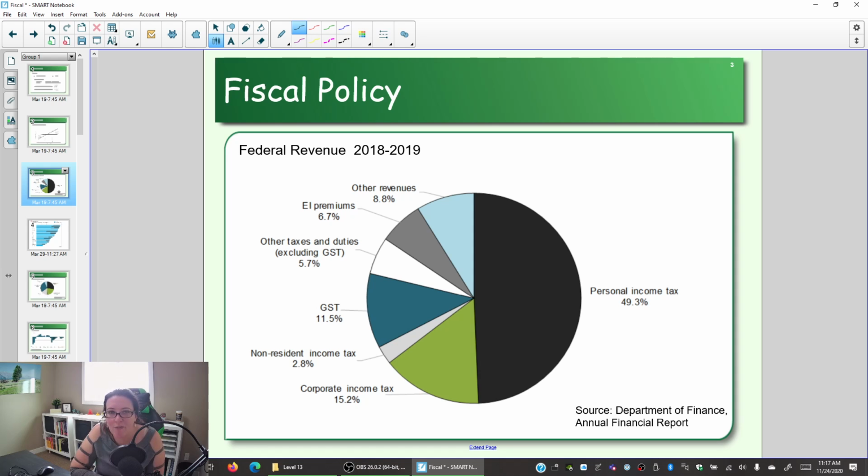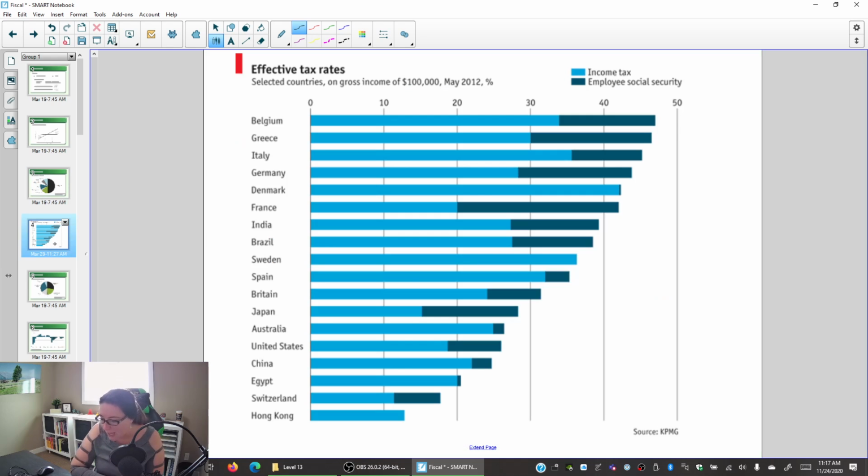So you can see here federal revenue. So that's the money coming in to the government, and it's mostly coming from income tax. Okay. We can also see other types of taxes that we pay: corporate taxes, GST. A portion of your paycheck goes to things like EI, and so those are taxes you are paying to the government. How do our taxes compare to other countries? Well, you can see here in the lighter blue the income tax, and in the darker color you can see our Social Security, or what we have, CPP.